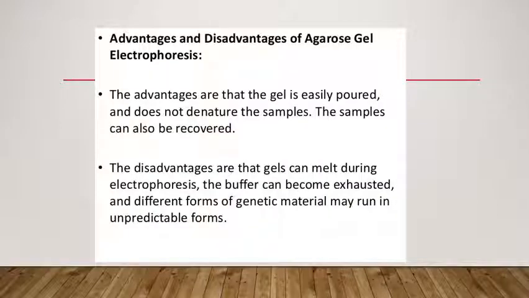As you have understood agarose gel electrophoresis, let's see the advantages and disadvantages of the agarose gel. The advantages are that the gel is easily poured and does not denature the samples. The sample can also be recovered and reused. The disadvantages are that the gels can melt during electrophoresis, the buffer can become exhausted, and different forms of the genetic material may run in unpredictable ways.